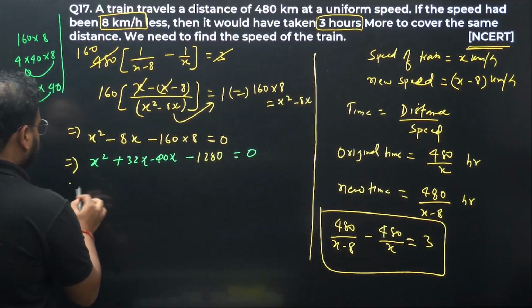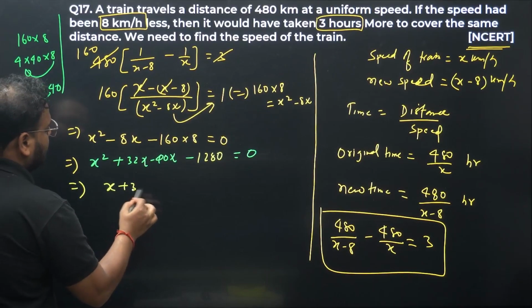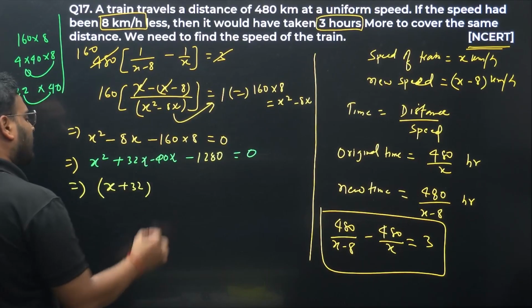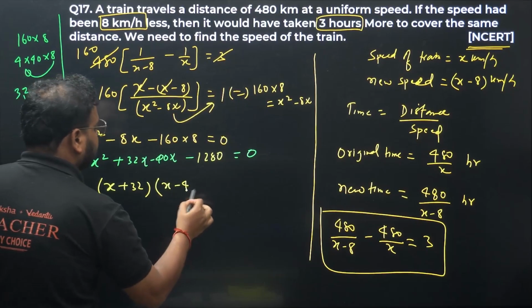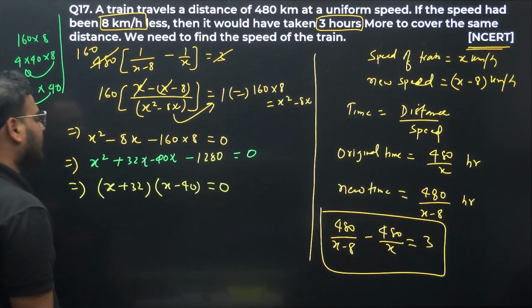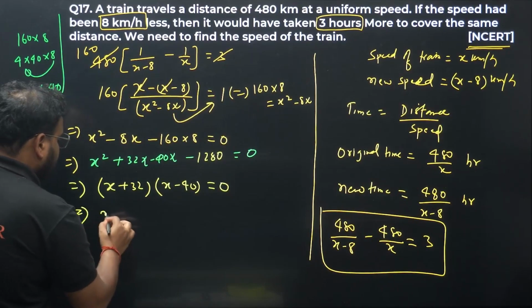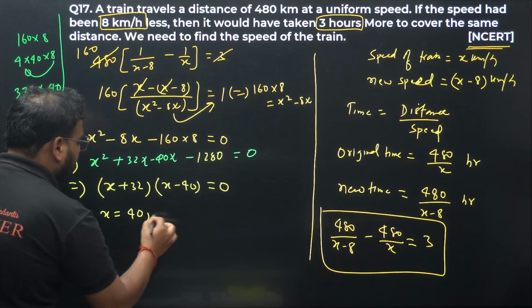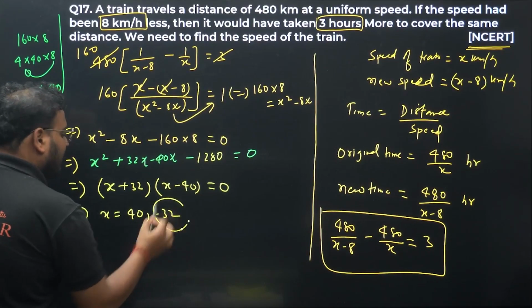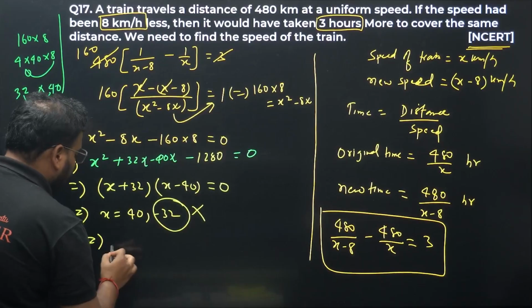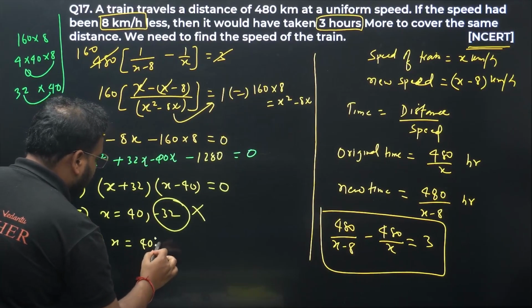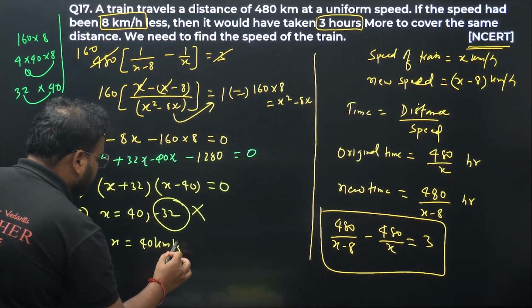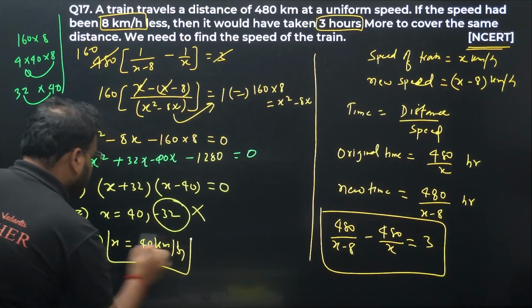Okay. Factorize now, I get x plus 32 over here, and I get x minus 40. Please check. x minus 40, right? I'm getting x value as 40 or minus 32. I cannot have a negative value, so the answer will be x equals 40 kilometers per hour. That's my original speed.